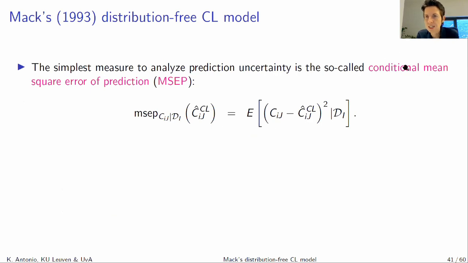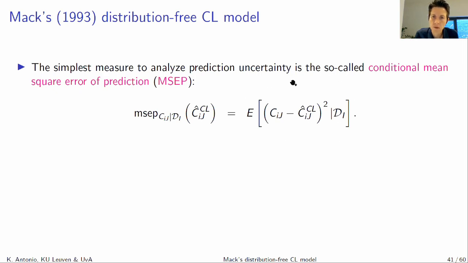And here I do that in a conditional way. So I'm going to condition on the data that are available in my runoff triangle at the end of accident year I. So it's a conditional mean squared error of prediction. And Mack's contribution is then to come up with an expression to be able to calculate this mean squared error of prediction for the chain ladder approach. And that would give us a measure of uncertainty that comes with these chain ladder predictions.